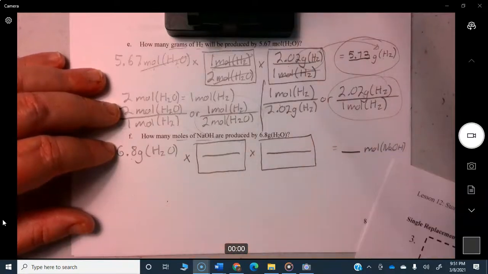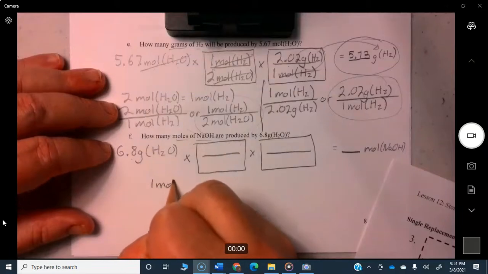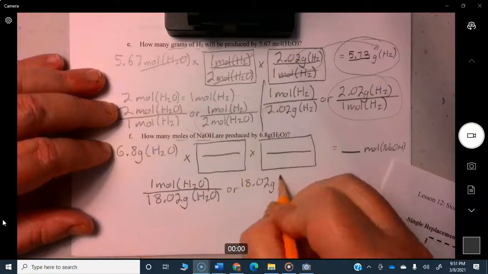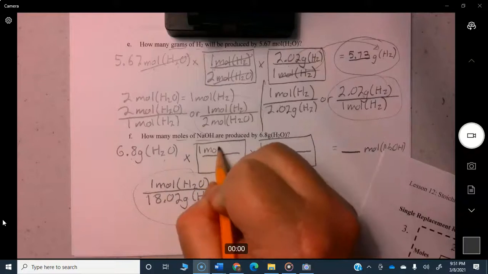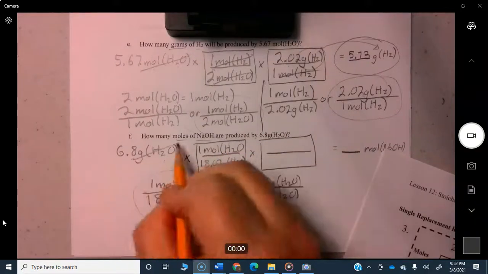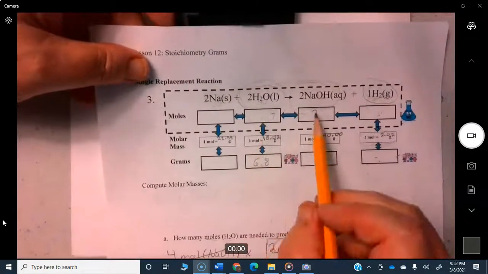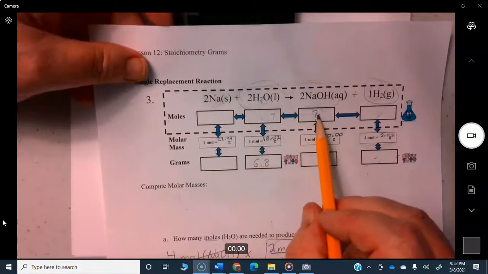Okay, first we do the molar mass for water. And I'll just go ahead and write the ratios. Okay, so which one goes in here? We got to get grams of H2O to cancel out, so it's got to be this one right here. Grams of H2O cancels there and there. Okay, and then finally, we've got to go from moles of H2O to moles of NaOH.